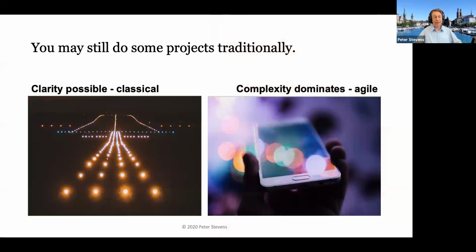But one thing which I would like to say is, if there are people here saying, but the way I've been doing projects is just fine for what I do, that's perfectly okay. You may still find yourself doing some projects classically. If you can have a high degree of clarity about what you're doing before you start doing it, then the classical approach is probably okay. It's where the complexity dominates that you need to be agile. And by the end of this presentation, you'll understand why.